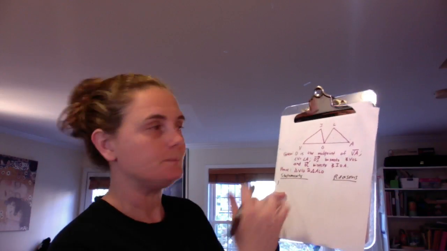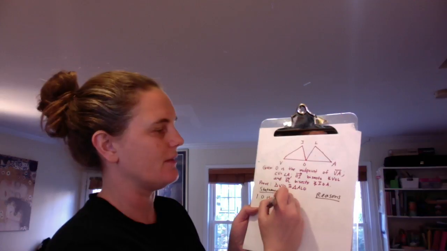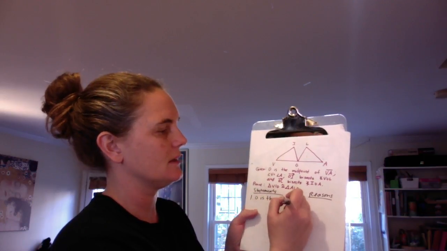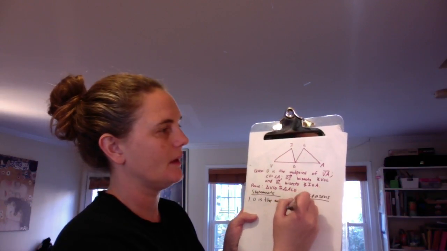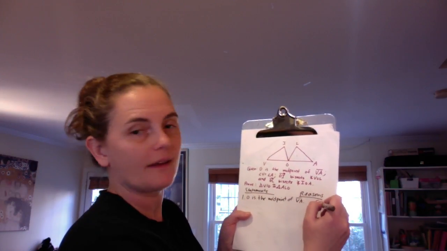All right, let's see what we can do. The first thing we're given is that O is the midpoint of the segment VA. Given.